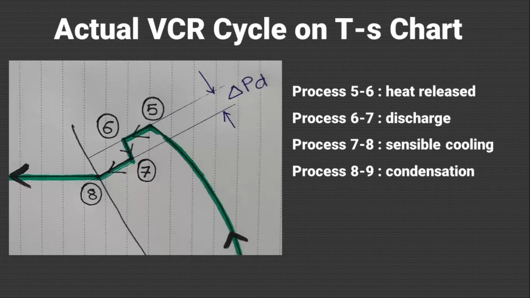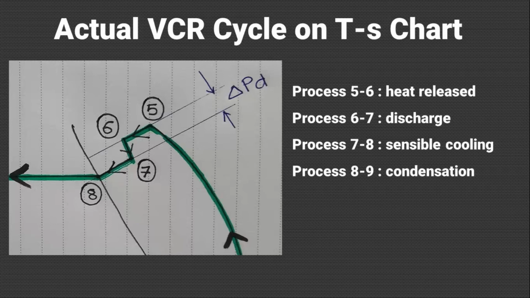Process 6 to 7. Discharge. In this process, the pressure drops after the discharge valve of the compressor. Here, the discharge pressure is greater than condenser pressure to overcome pressure drop due to friction. Process 7 to 8. Sensible cooling. The refrigerant vapors at the end of compression are superheated. They are cooled to saturation temperature by sensible cooling in the condenser itself. It is indicated by 7 to 8. Point 8 is on the saturation curve.